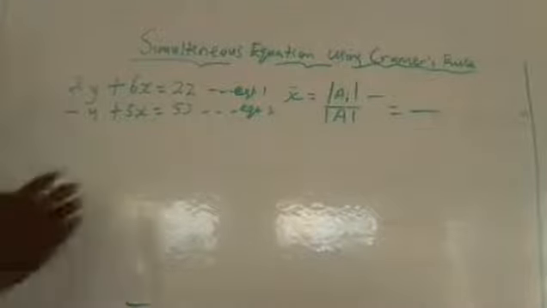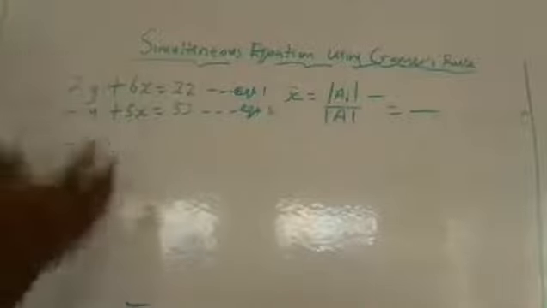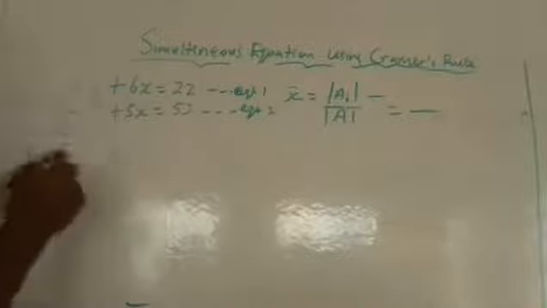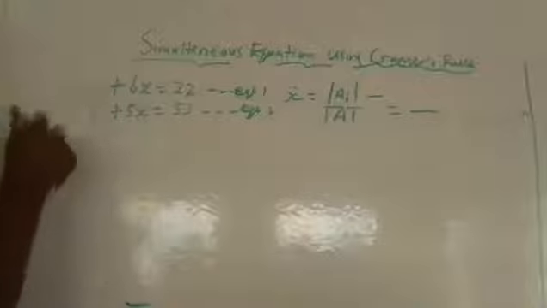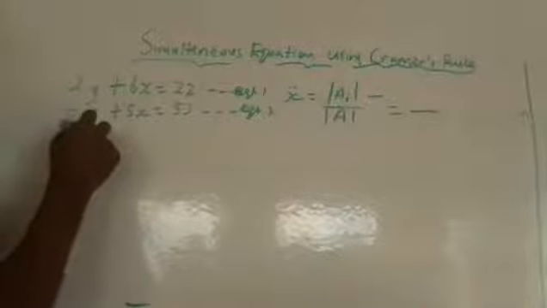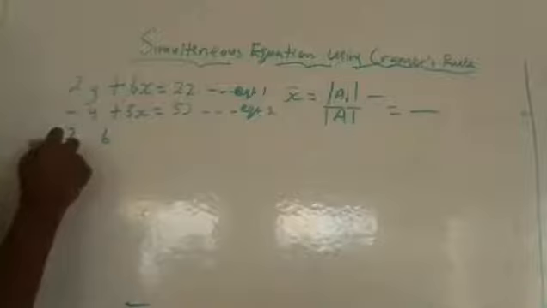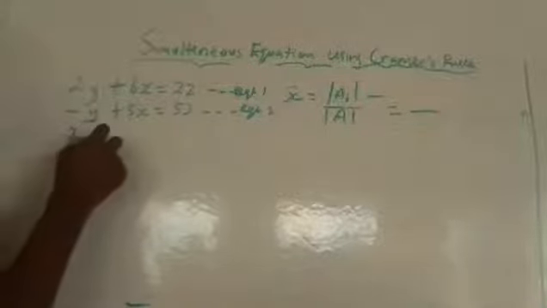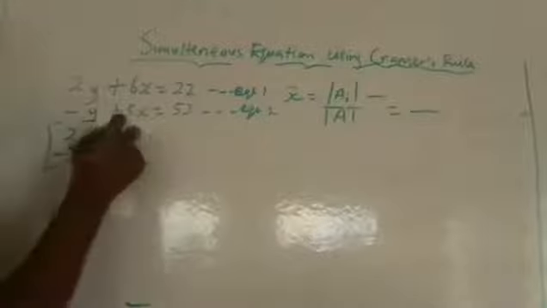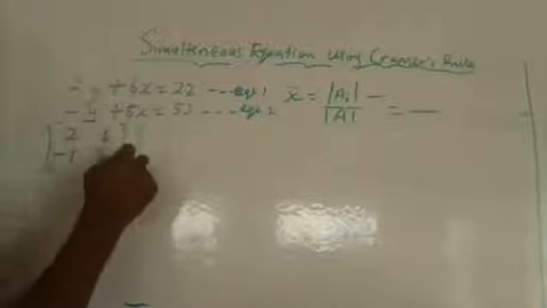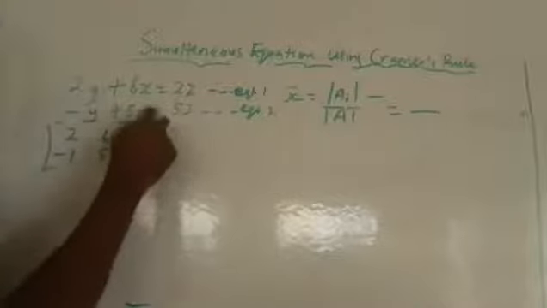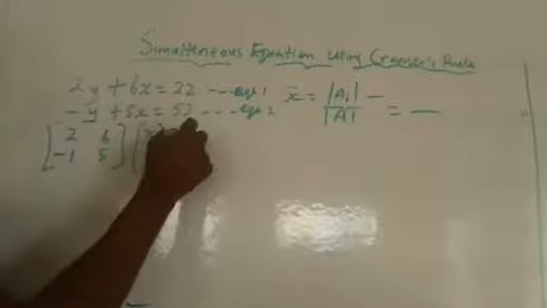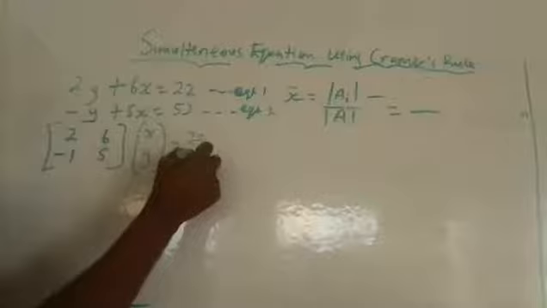Now, how do we do this? The first thing you do is to remove the variables, take the variables away from the values. If you take the variables away, we'll be having 2, 6, minus 1, 5 left. Then our variables that we removed, y and x, equal 22 and 53.